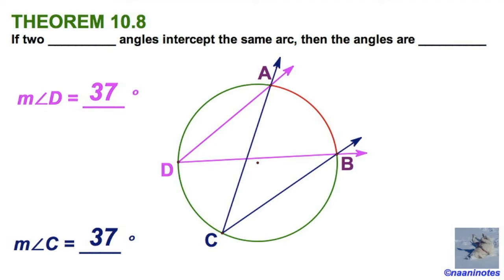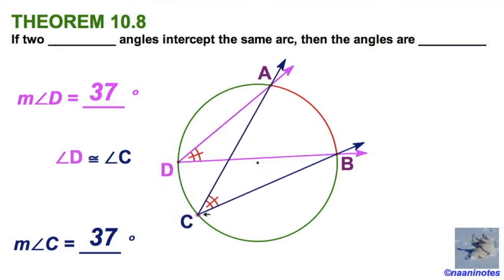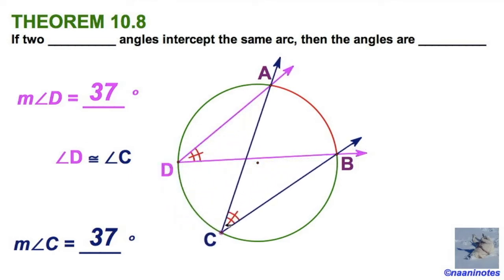Because in fact, this theorem is going to tell us this. These two angles, now this kind of makes sense. If I move it like this, they seem like they have to be the same because these two angles intercept the same arc. So we're going to fill in the words there: if two inscribed angles intercept the same arc, then they are congruent.